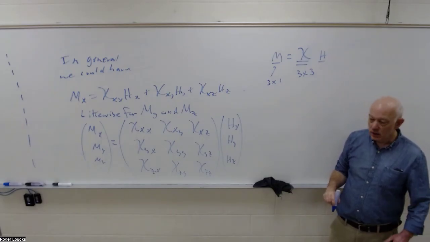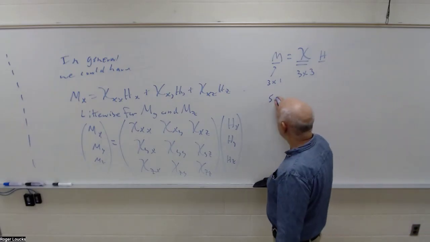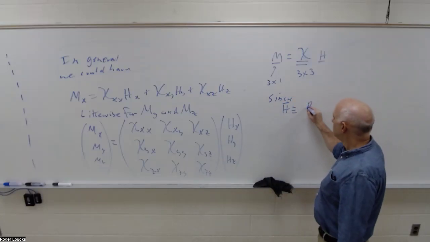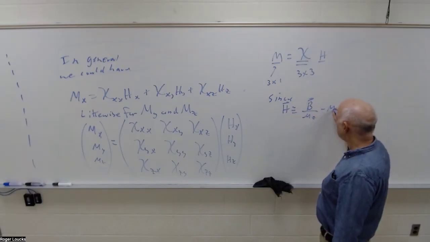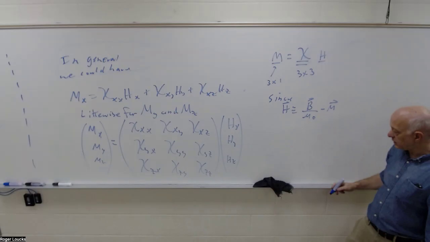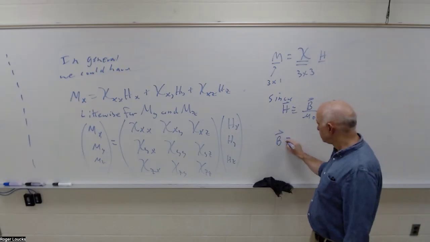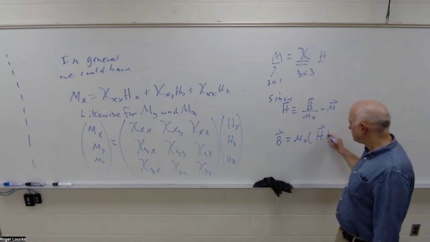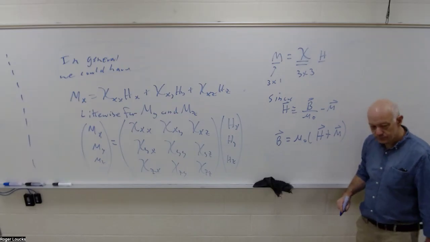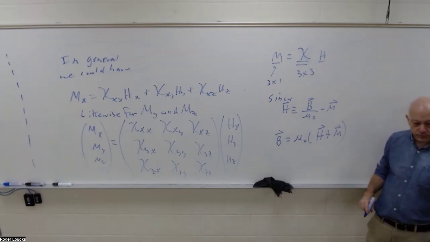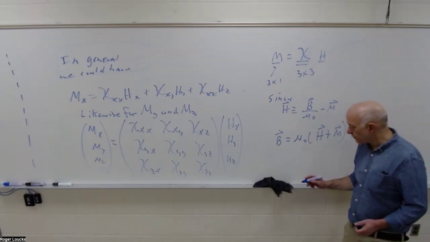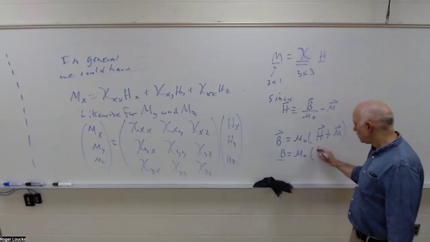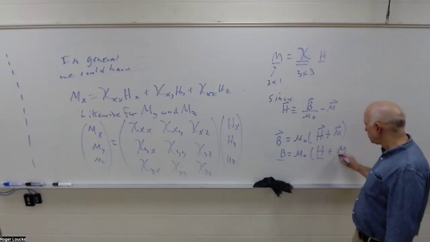Okay. So what do we have here? Since our H is by definition B over mu naught minus M, it's solved from B, and this gives me B equals mu naught times H plus M. And I'm going to write this in terms of column matrices. So I'm going to write this as B bar equals mu naught times H bar plus M bar.